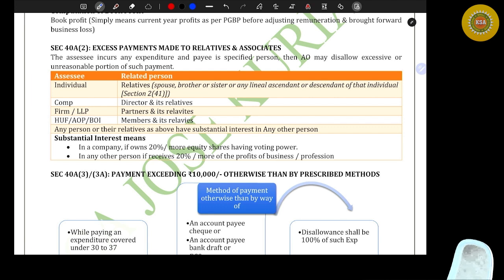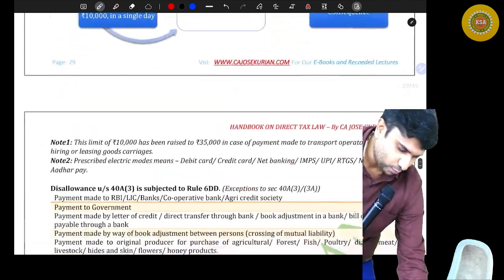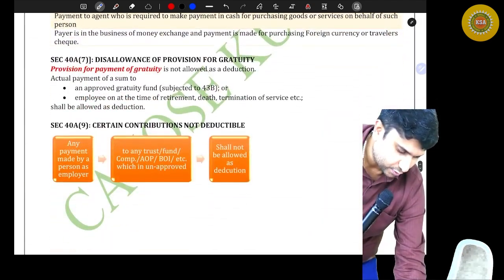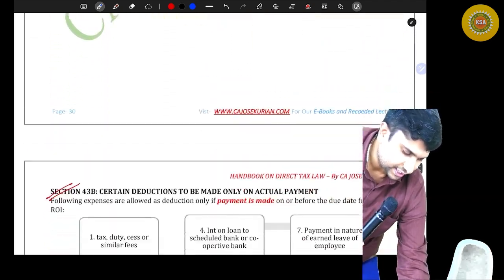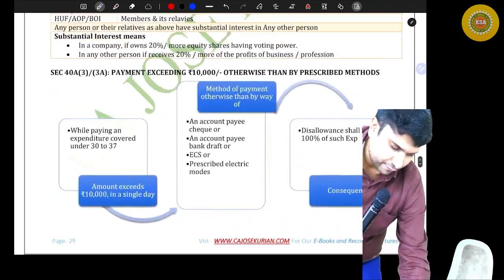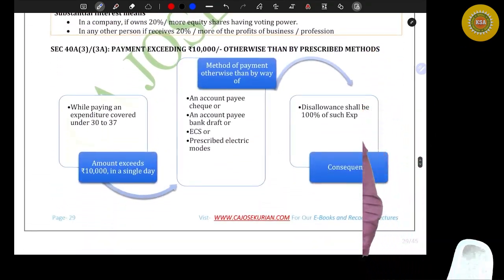Moving on to the next disallowance. We have four more pending disallowances before we finish off. So the next is section 40A(3). Read the heading again. Payment exceeding 10,000.